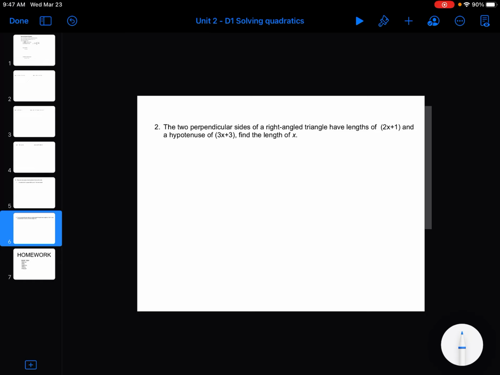Looking at this last example, we've got a right angle triangle. The two perpendicular sides are 2x + 1 and 2x + 1. And then the other side is 3x + 3. Find the length of x.